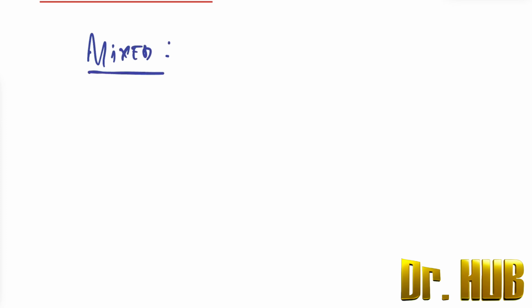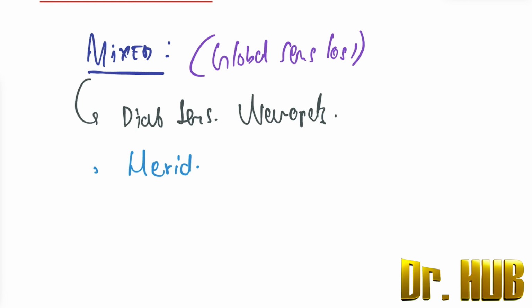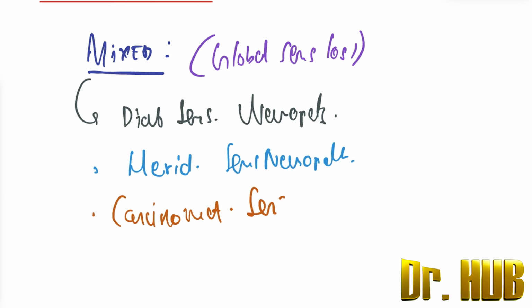Next we look at the mixed. Here in terms of mixed, what is present? Mixed contains the small and the large fibers, so there is a global sensory loss. It contains diabetic sensory neuropathy, there are also the hereditary sensory neuropathies, and then the carcinomatous sensory neuropathy.